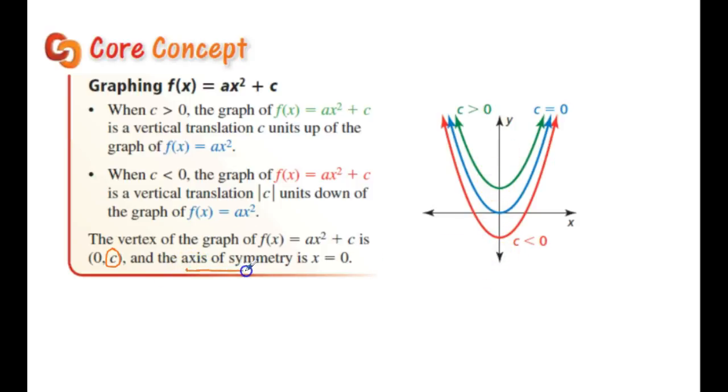My axis of symmetry has not changed. It is still going to be x equals 0. And that axis of symmetry is where I can fold my graph in half and it will still be a mirror image of each other. So this c really just moves my graph up or down. Don't forget about my a. The a still stretches it or shrinks it, but the c just moves it up and down.